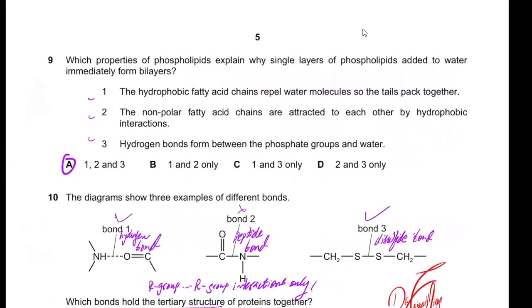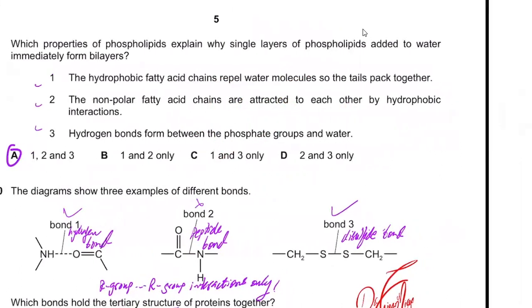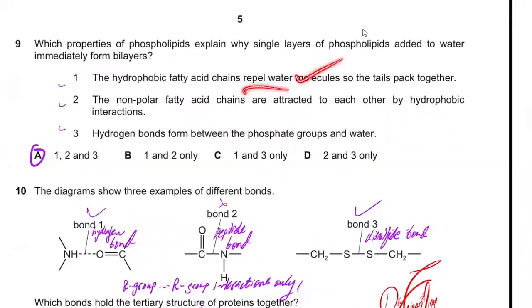Which property of phospholipid molecules explains why a single layer of phospholipids added to water immediately forms bilayers? This is simply a factual question. You can just recall that the hydrophobic fatty acid tails, the fatty acid chains, repel water. Yes, they do repel water. The tails pack together, and the molecules form micelles. You have studied that. The non-polar fatty acid chains are attracted to each other by hydrophobic interactions.